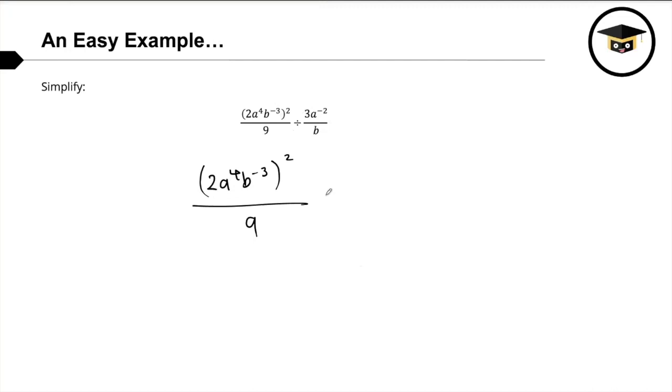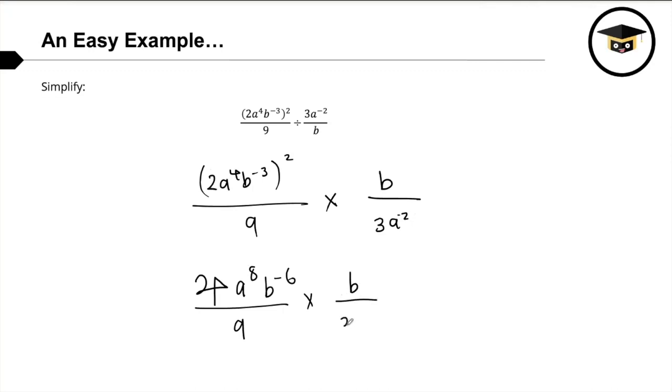Change that division to a multiply sign, and then let's flip our other fraction. Now that we've got this, let's start introducing our index laws. So this squared is applying to everything inside of our index. So we can say it's 2 squared, which is 4. We have a to the power of 4 squared, which is a to the power of 8. We have b to negative 3 squared, which is b to the power of negative 6, all over 9, times b over 3 times a to the negative 2.